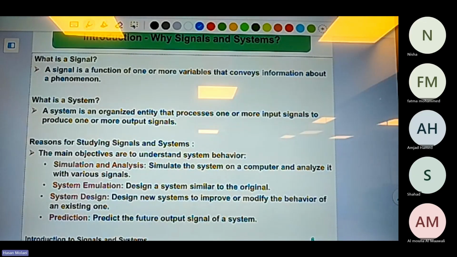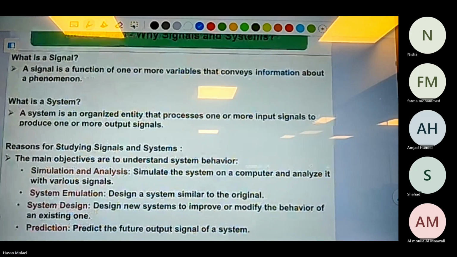A signal in general is a function of a variable that conveys information. We have different definitions for a signal. The only important thing is it should have information inside; it should deliver information. We call it a signal. And a system is an organized entity that is going to analyze the signals, and for sure it has one purpose or goal to do.